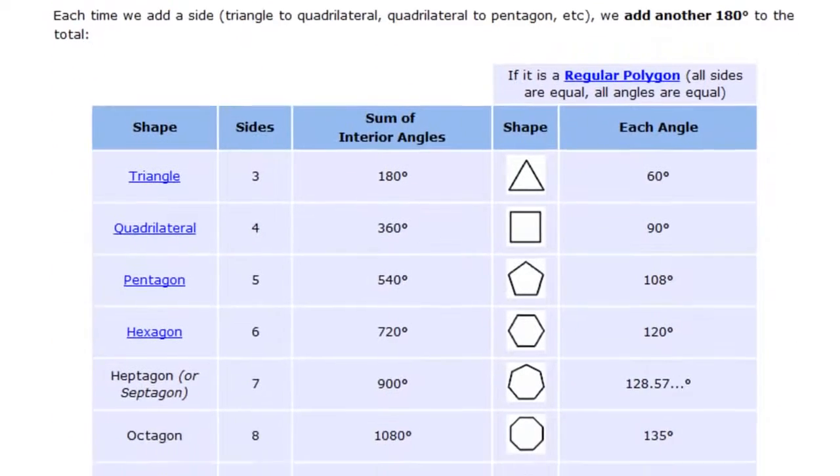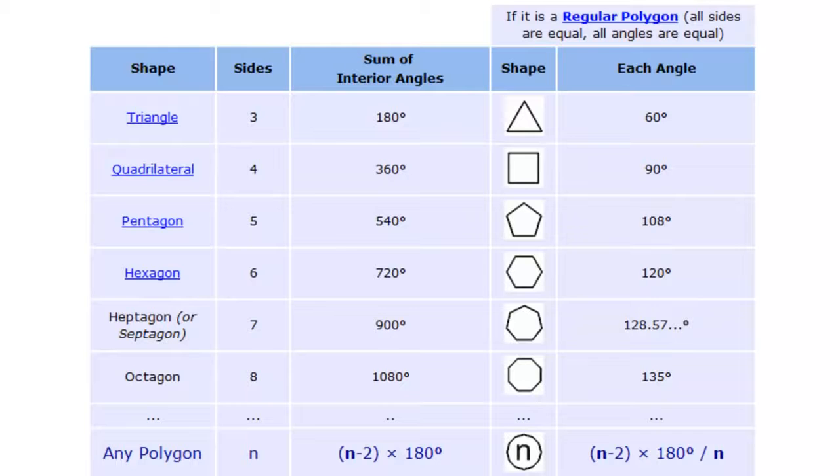Toward the bottom of this particular web page, dealing with interior angles of polygons, they give a general rule. If you look at this table here, they have a listing of various polygon shapes, the number of sides associated with them, the sum of the interior angles, and then, if we're dealing with regular polygons, the value for each individual angle in that polygon. So the general rule for any polygon is that the sum of the interior angles is simply the quantity of n minus 2, times 180.